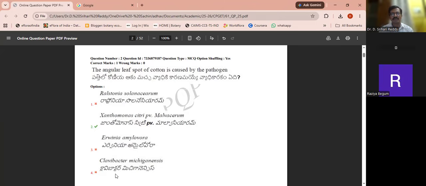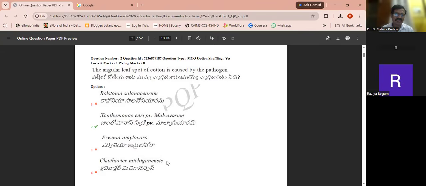And Clavibacter michiganensis. This is one more pathogen. It causes canker in tomato. Canker disease. That means, you know, spots come here and there on tomatoes, sores in the tomato. That is called canker of the tomato, which is caused by Clavibacter michiganensis.